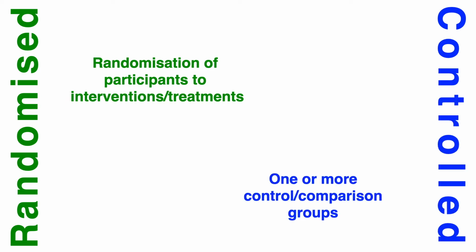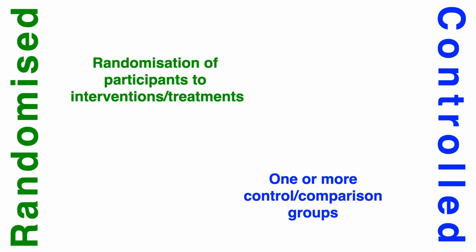The essential elements of a randomized controlled trial are in the name. The participants are allocated to the intervention or treatment at random. And there are 1 or more control or comparison groups.